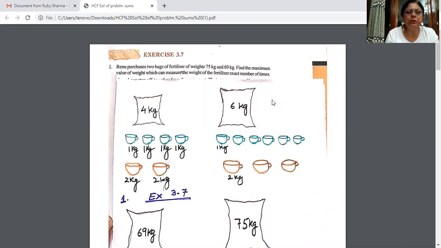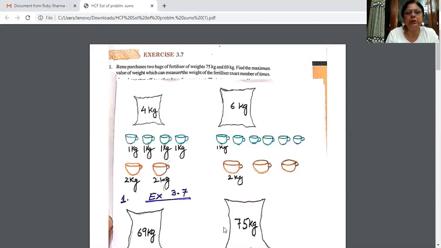Now here Renu purchases 2 bags of fertilizer of weight 75 kg and 69 kg. So 2 bags of fertilizer are there of different weights. Now you have to find the maximum value of weight which can measure the weight of the fertilizer exact number of times. So what do you understand by this?